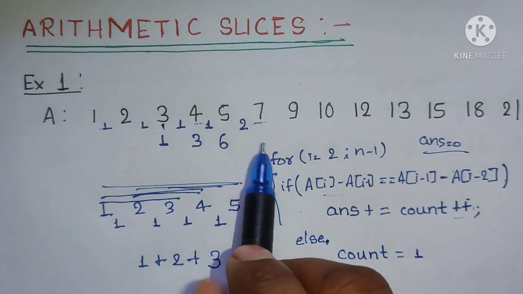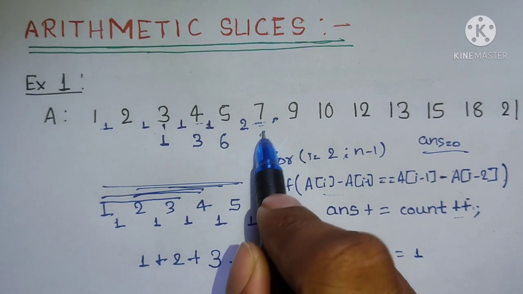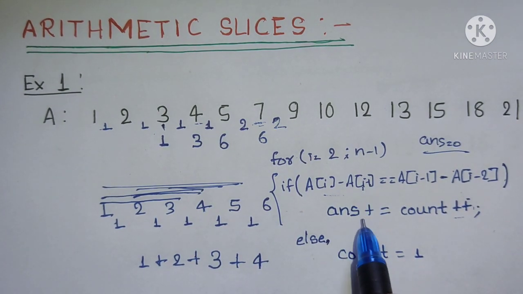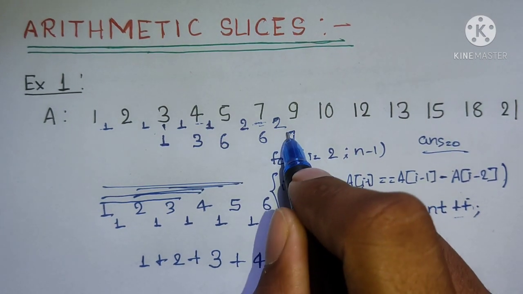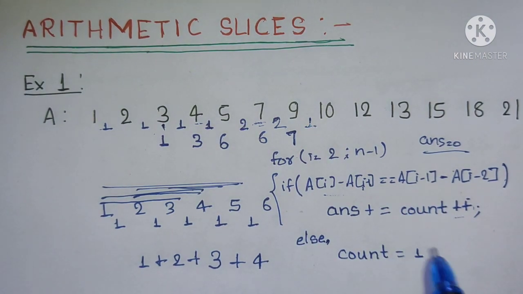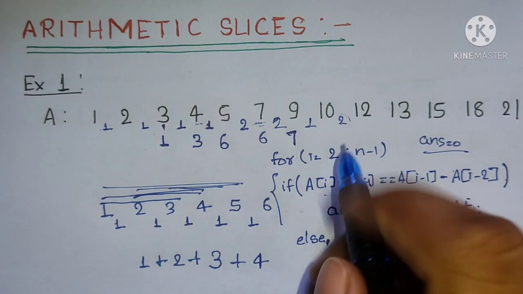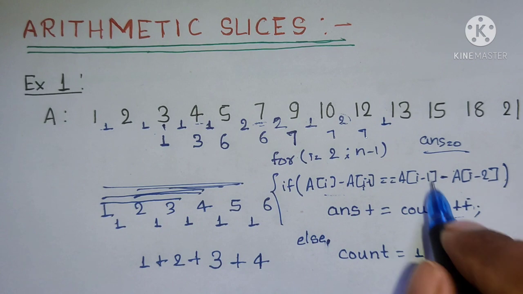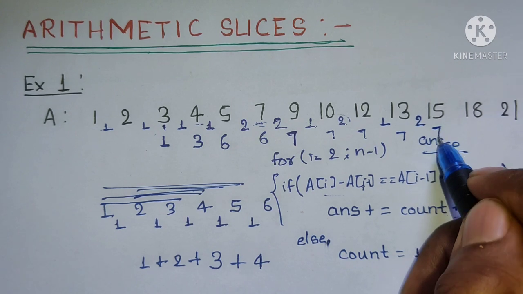Now when we move to this 9, the condition is satisfied again and the count is 1, so the answer is increased by 1 and becomes 7. Then we move here, the difference is 1 and this condition is not satisfied, so the count becomes 1. Then again the condition is not satisfied, the count becomes 1 and the answer remains the same. Here again the condition is not satisfied, and the answer remains the same.